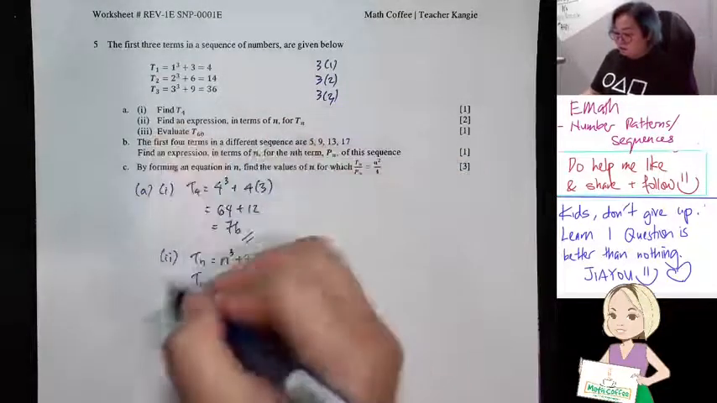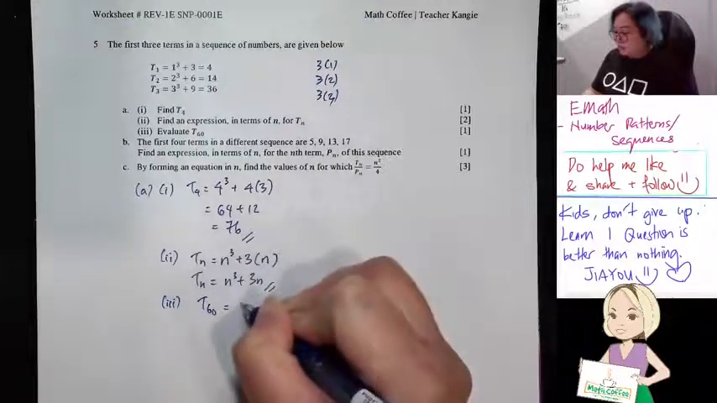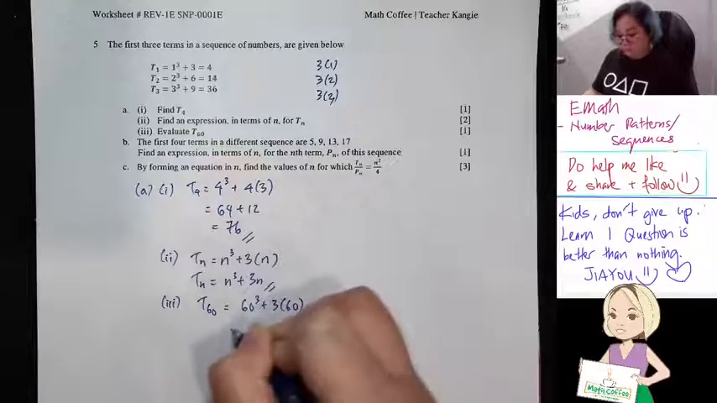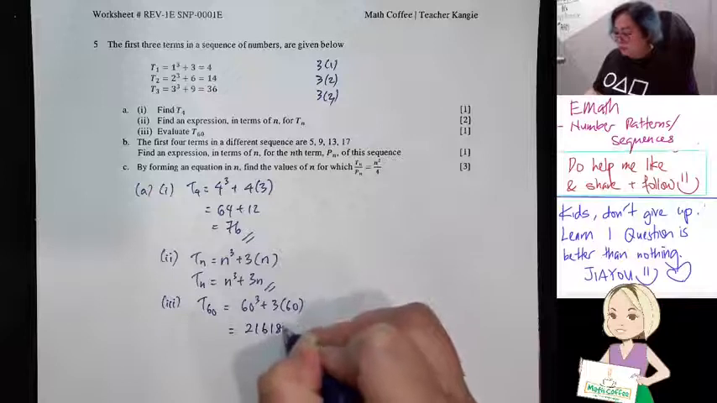Now part 3, don't worry because you already have your Tn. So if they ask for T60, it simply means 60 cubed plus 3 times 60. Okay, and we will just get 216180. Done.